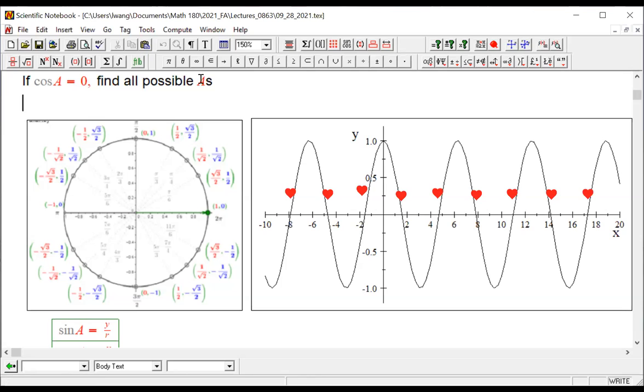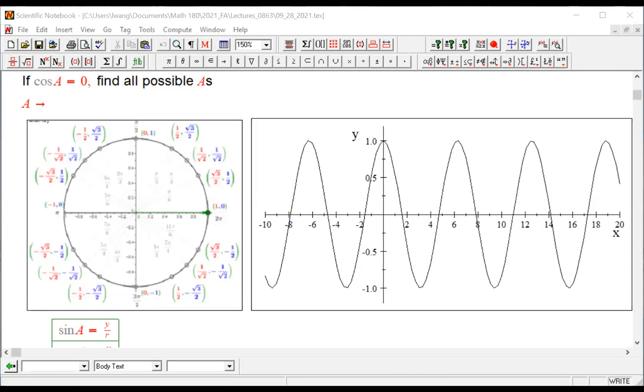Okay, so we want to identify A. Do you guys have a clue how to identify the A's?